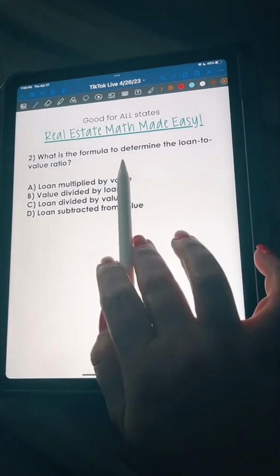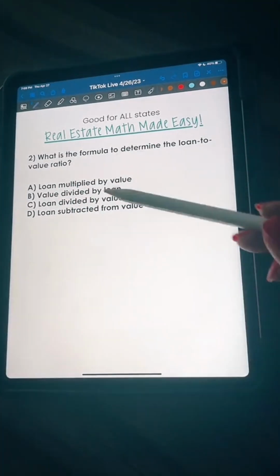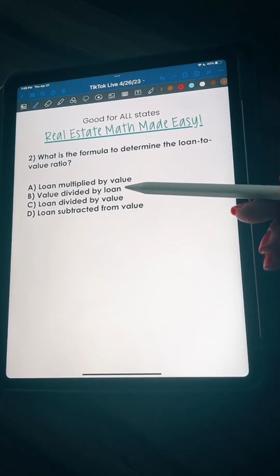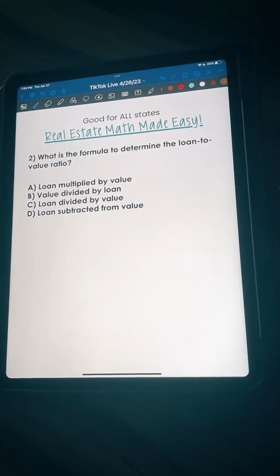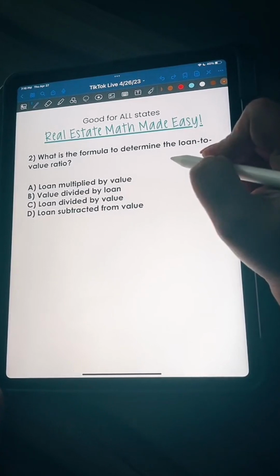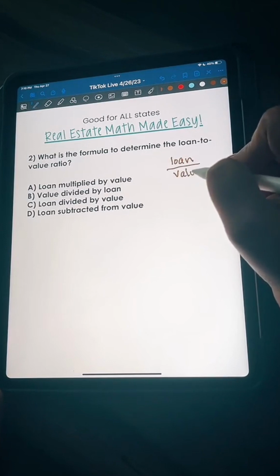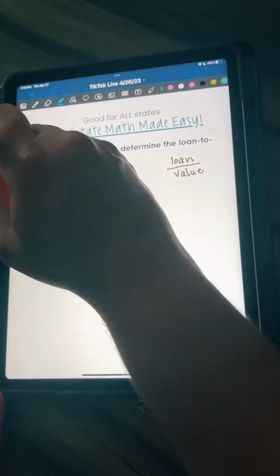All right, it says here, what is the formula to determine the loan to value ratio? All right, we have A, loan multiplied by value. B, value divided by loan. C, loan divided by value. Or D, loan subtracted from value. So the way that you determine the formula is loan to value. So we're dividing loan over value. So my answer is going to be C.